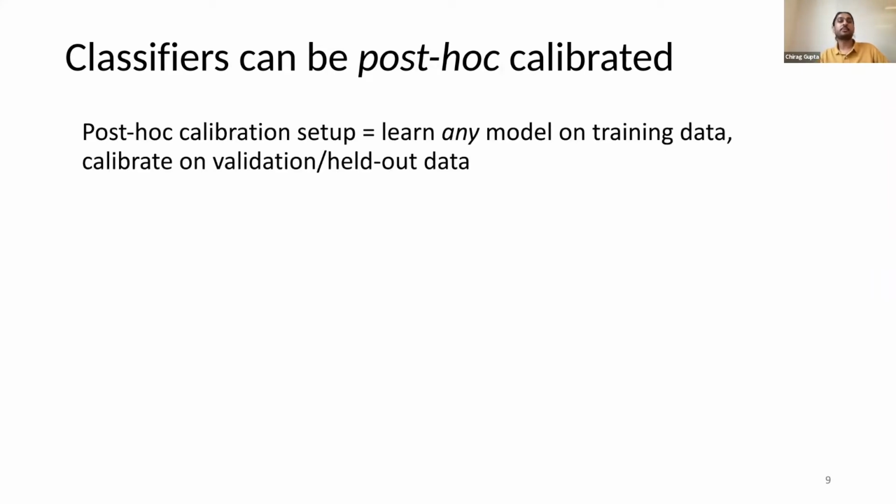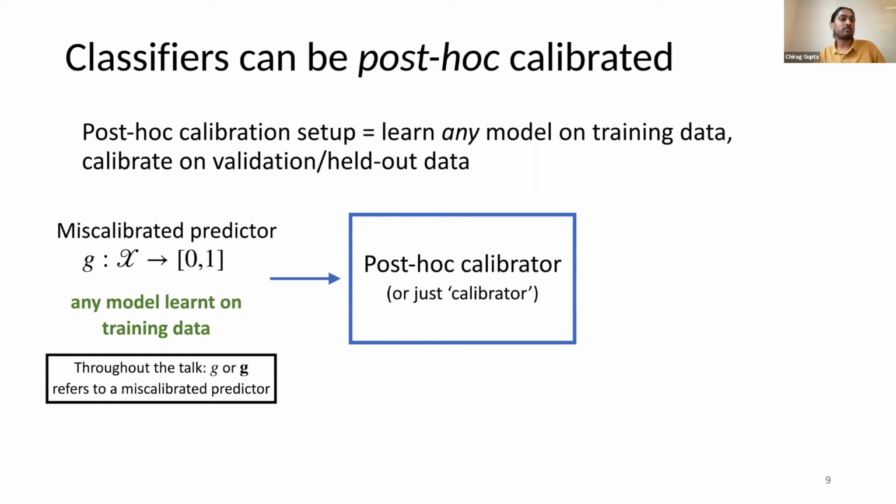And what post-hoc calibration means is that you fix a pre-learned model on some training data. Now you don't change that model, but you sort of calibrate it. You learn a wrapper around it. So I'll go into the details, but basically you're doing something on top of an existing model that has been learned on training data. So let's say you have a miscalibrated predictor G, like the one I mentioned a few slides back for the adult data set. And throughout this talk, I'll be using G to refer to a miscalibrated predictor.